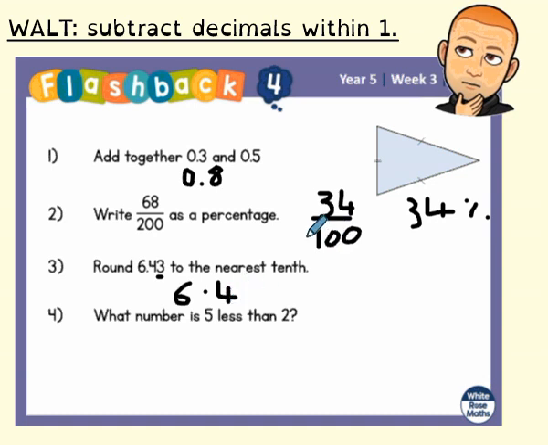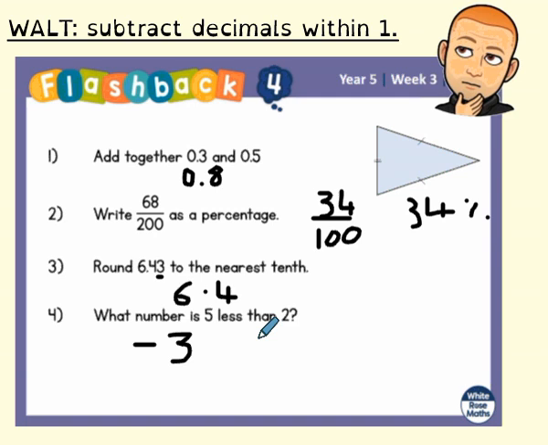Number 4, what number is 5 less than 2? So it's a recapping of negative numbers. Starting with 2 in your head, you're counting back 5. So starting with 2, 1, 0, minus 1, minus 2, minus 3. So minus 3 or negative 3 is the answer we're looking for there.